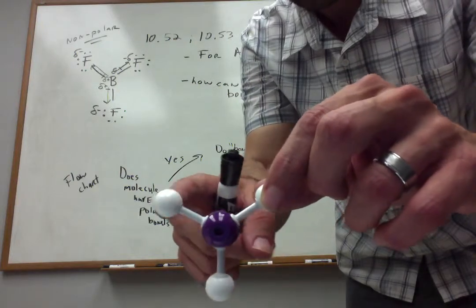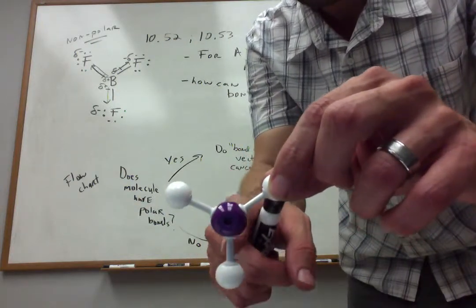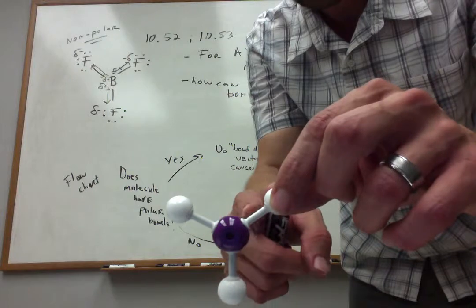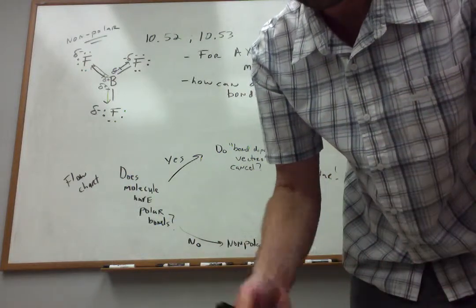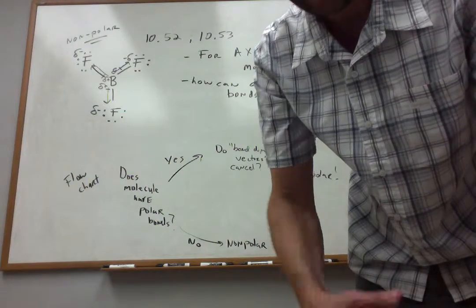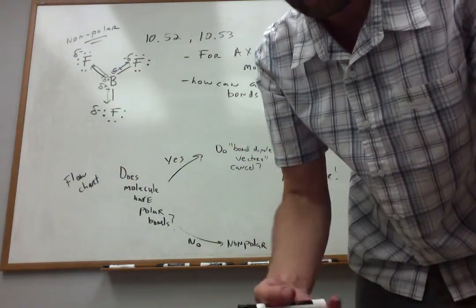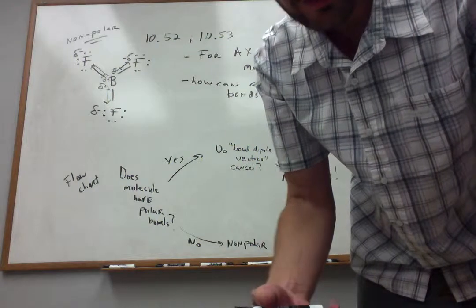If this bond dipole vector is equivalent to this one and is equivalent to this one, it turns out if you add those three vectors together, they cancel each other out. And there's no net dipole vector or no net molecular dipole vector.